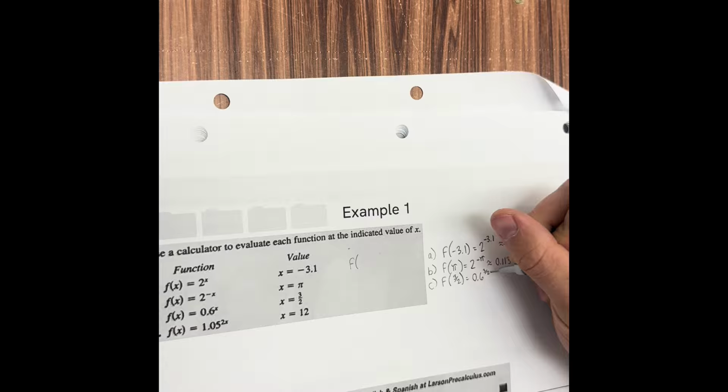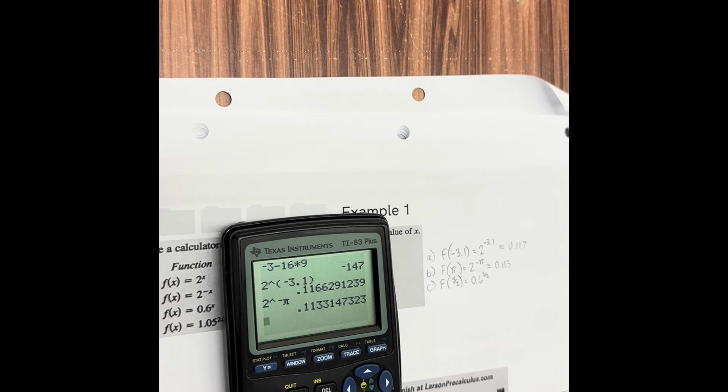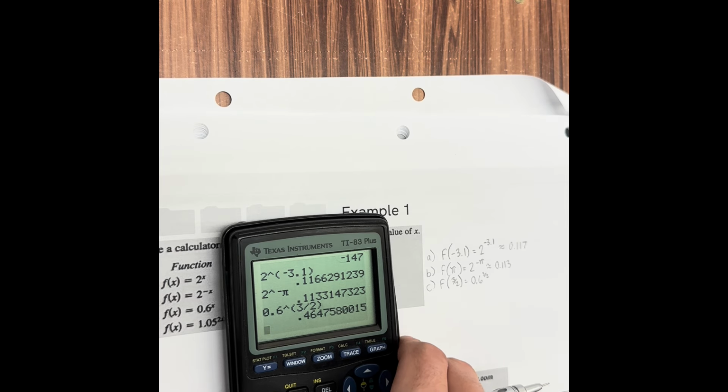Now this one, we do have to type this into our calculator with parentheses. So when we type this in, we take 0.6 to the power, and then that 3 halves has to be in parentheses. So 3 halves in parentheses, and then press enter. There you have it, 0.465.